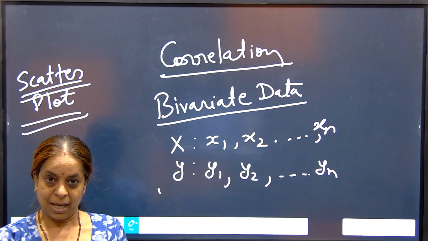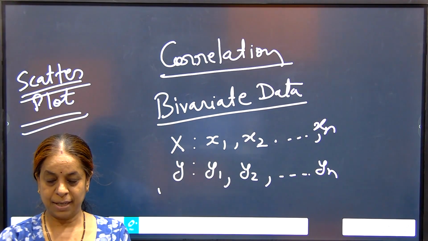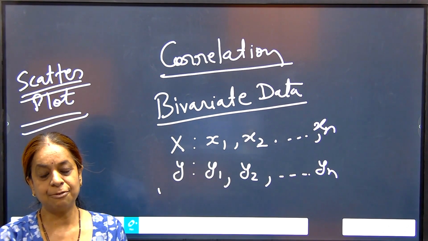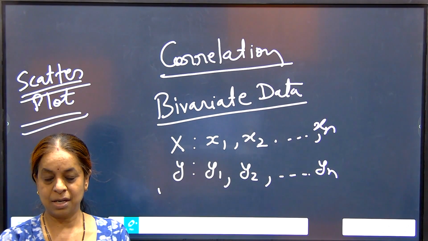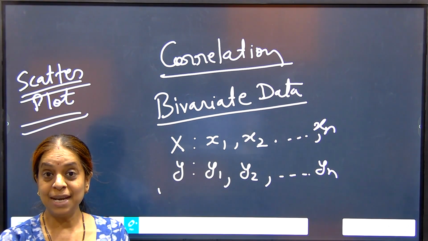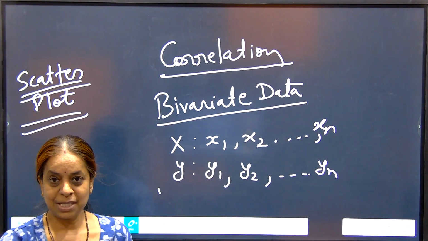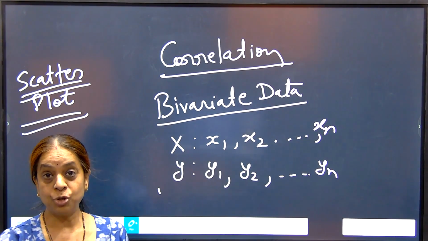In another example, suppose I take price and demand. As you know, in the market we always study that if price is increased, demand of any commodity is decreased. So it is an example of negative correlation. Negative correlation, how do you define it? When one variable is increased, the other variable should be decreased. The change will be in opposite direction.